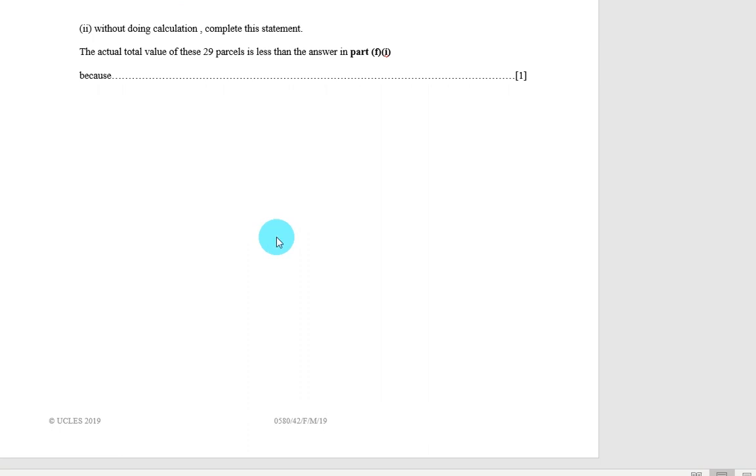Without doing calculation, complete this statement. The calculated total value of these 29 parcels is less than the answer in the previous part because we round up each number. Why is the actual value of the 29 parcels less? Because we round up each number. Instead of 29, we make it 30. Instead of 68, we make it 70. So both numbers are rounded up.